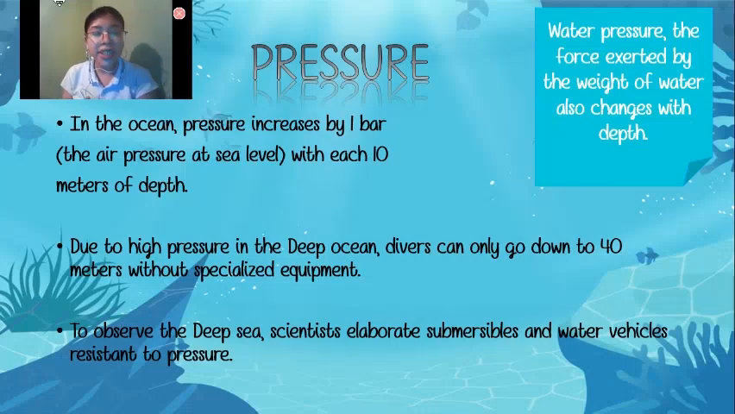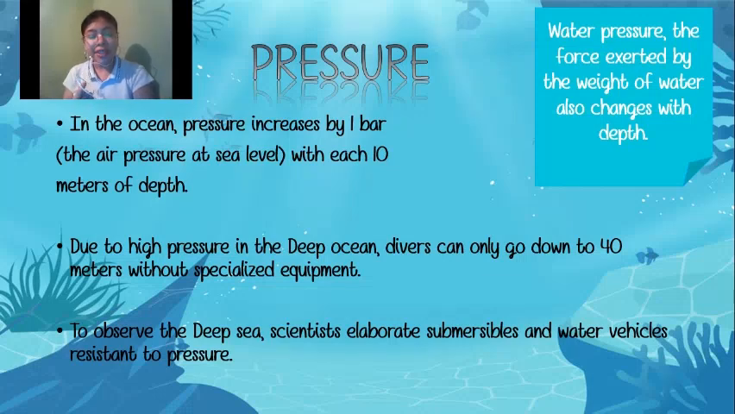In the ocean, pressure increases by 1 bar. The air pressure at sea level is measured with units that we're going to call bars. So in the ocean, these levels of pressure increase by 1 bar with each 10 meters of depth. So each 10 meters we have 1 more bar. Let's say in the first 10 meters we have 1 bar. In the next 10 meters, it's 20 meters, we have 2 bars, and consequently like that.